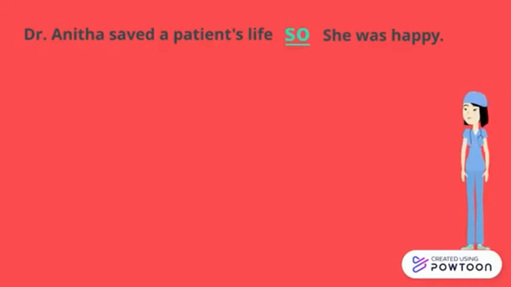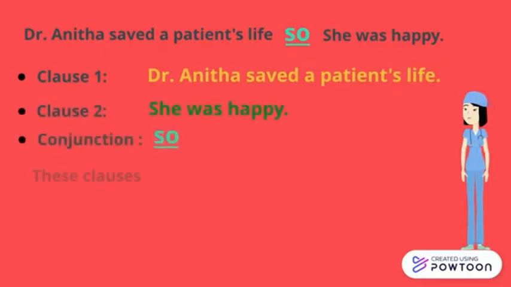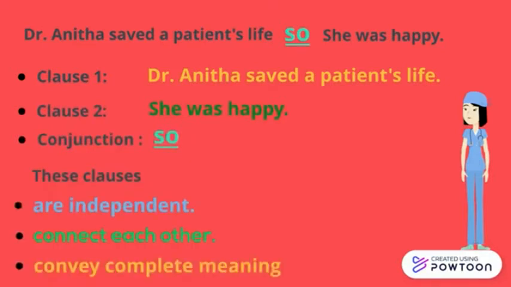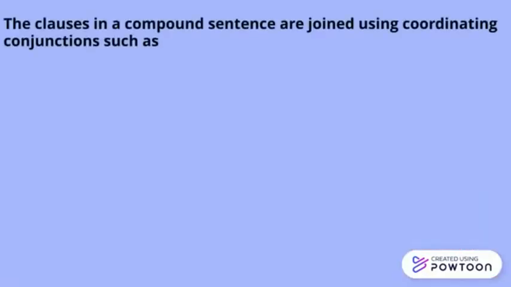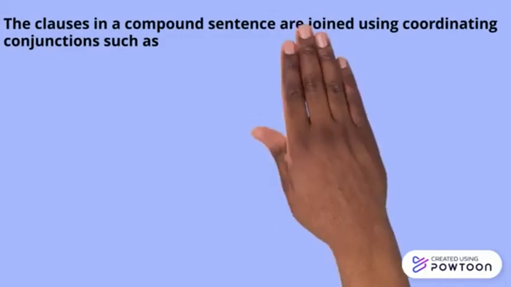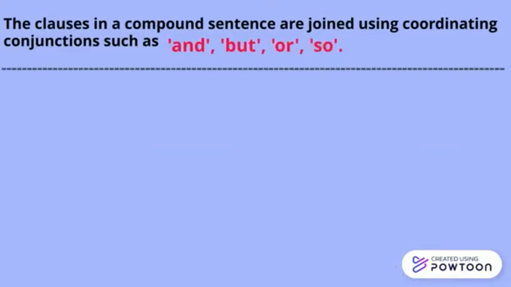The sentence consists of two coordinating clauses. Clause 1, Dr. Anita saved a patient's life. Clause 2, she was very happy. These clauses are independent, connect to each other, and convey complete meaning. The clauses in a compound sentence are joined using coordinating conjunctions such as and, but, or, so.